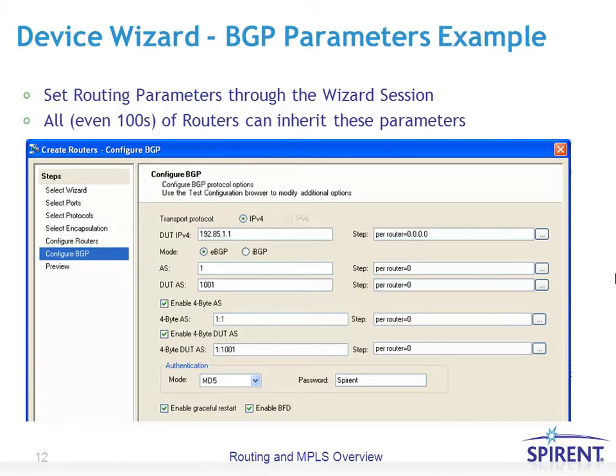Depending on which protocols you have enabled, each protocol has a separate configuration screen in the wizard. So while in the wizard, even if you're creating hundreds of routers at one time, you can set up the parameters, set up the steps, so you can say how the AS number, for instance, will be applied across multiple routers on the same port or across multiple routers across different ports, and then various parameters for each protocol can be set up through the wizard as well.